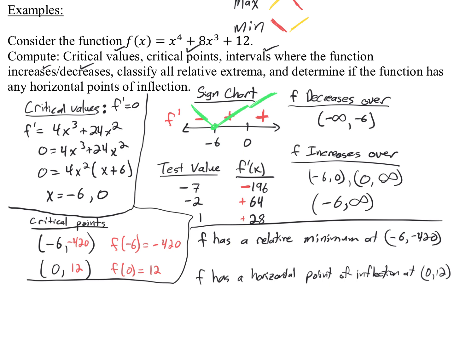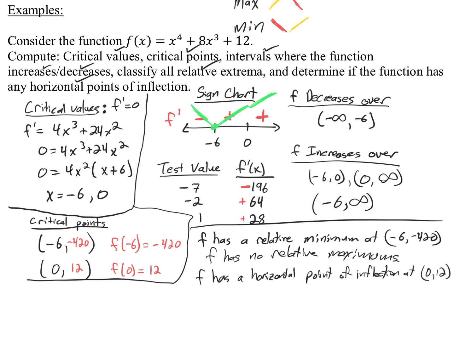What about maximums? We haven't said anything about them. If there are no more critical points, then there are no maximums on this function. So let's write a sentence that says f has no relative maximums. Okay, we have classified our relative extrema. We have determined if the function has horizontal points of inflection. So we have answered every question that was posed to us.